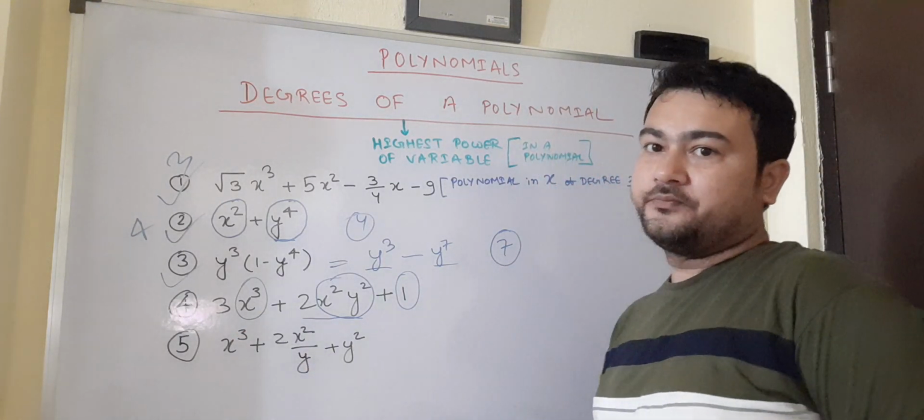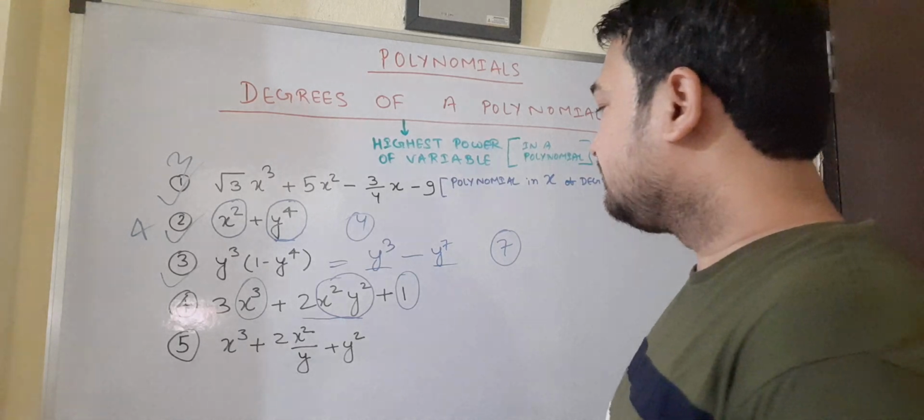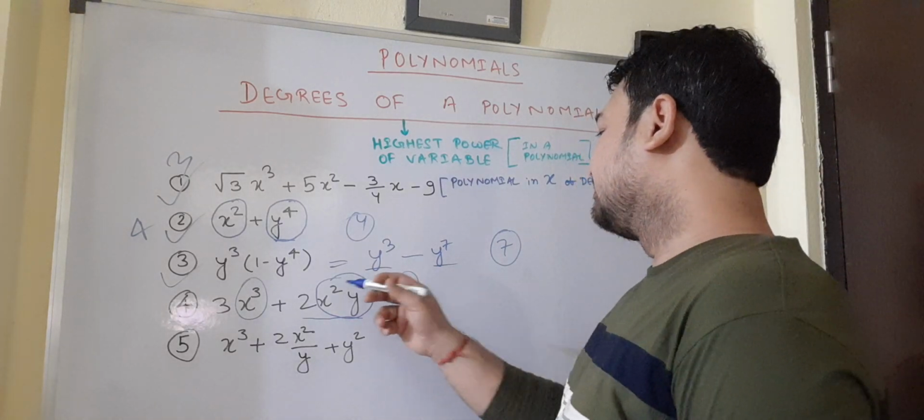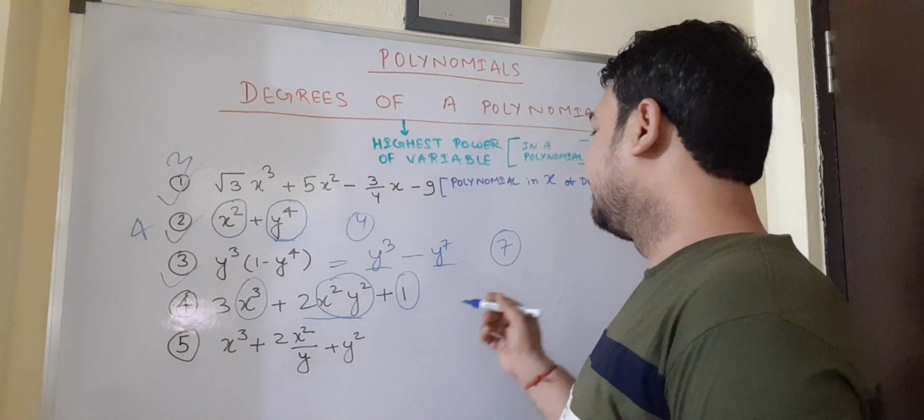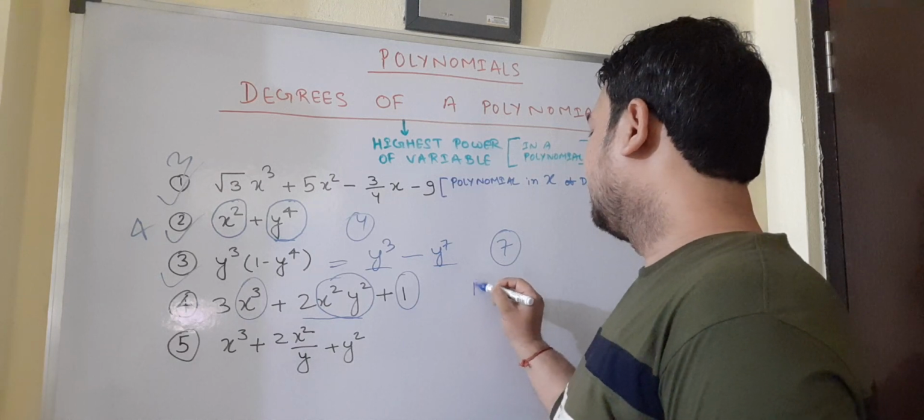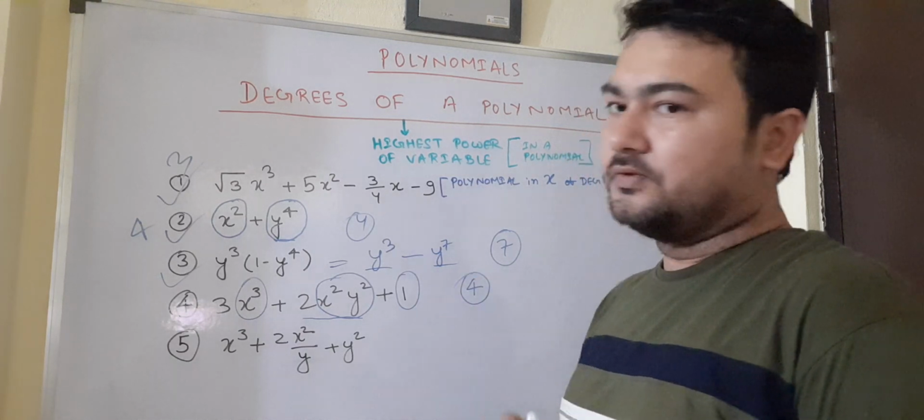So which one is more? Power 4. 4 is greater than 3. So the highest power of variable in this case will be 4, and therefore the degree will be 4.